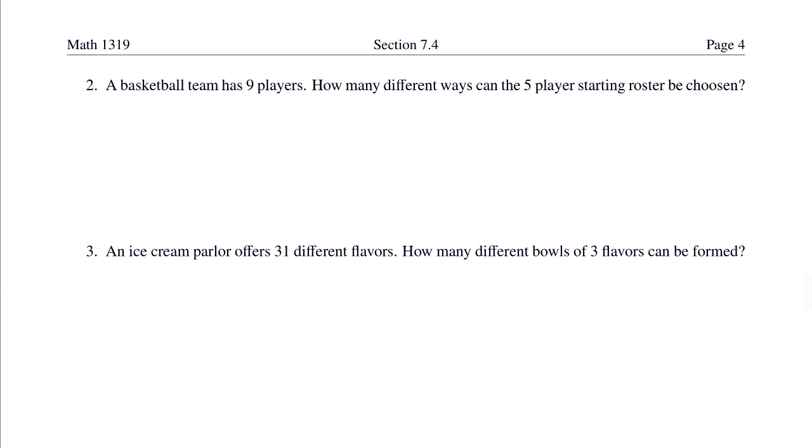Number 2, a basketball team has 9 players. How many different ways can the 5-player starting roster be chosen? So does the order matter?